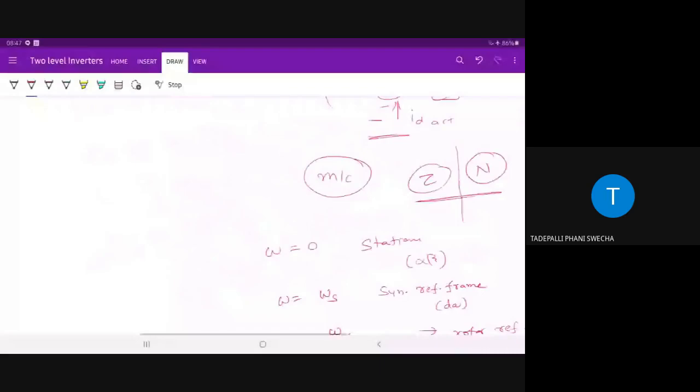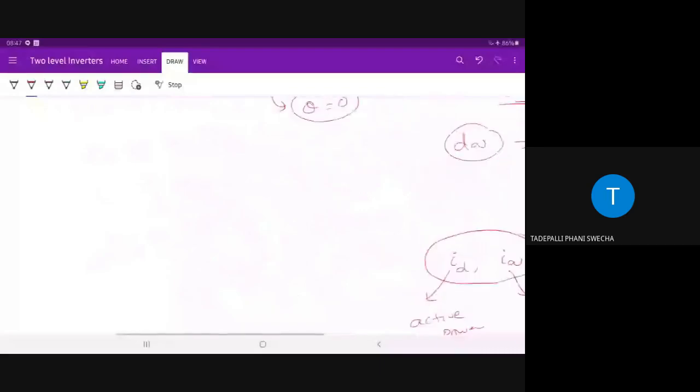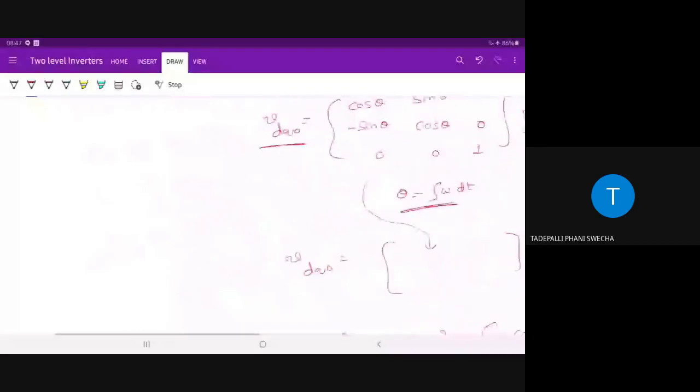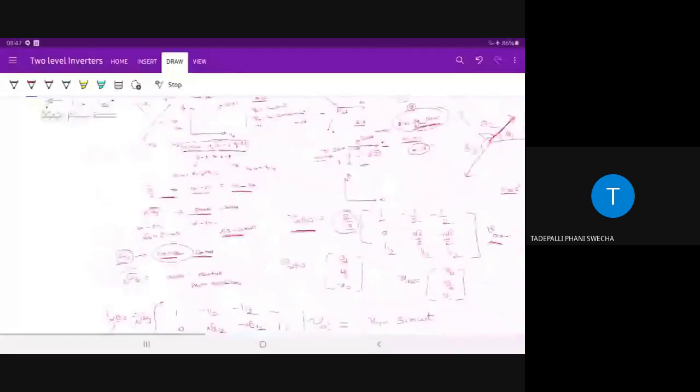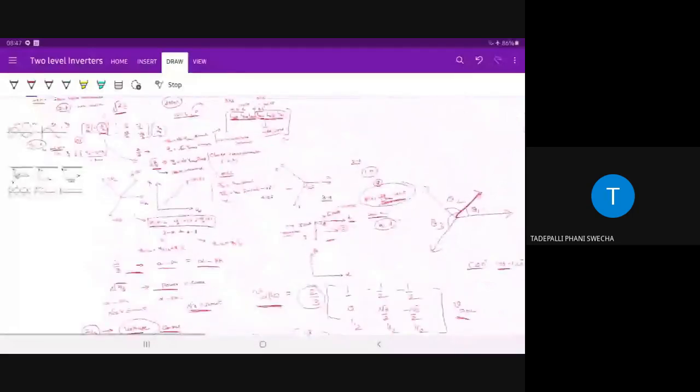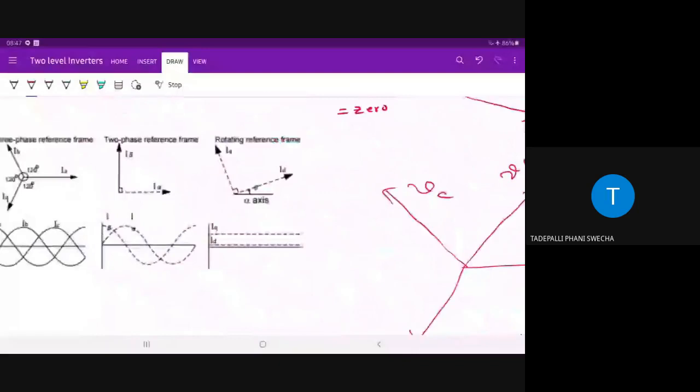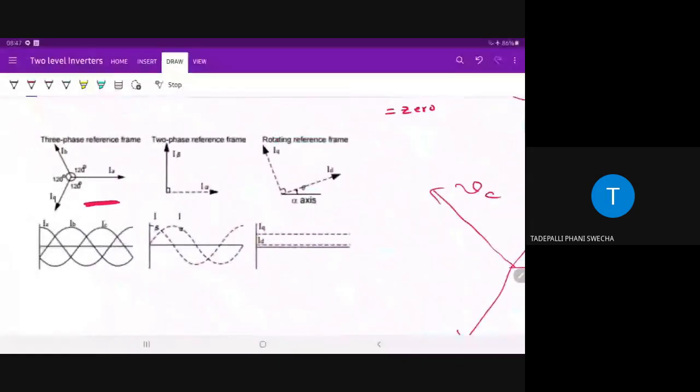The advantage with this synchronous reference frame is it will make the equations easy, and control of active and reactive components or power components is easy. So this is what we discussed. This is three-phase quantities. Now we convert to two-phase quantities, and after that we convert to DC quantities.